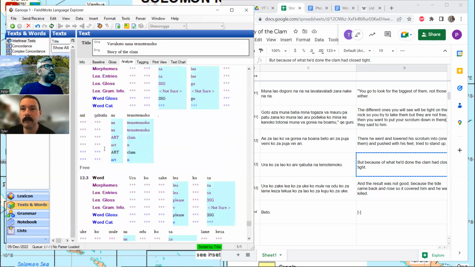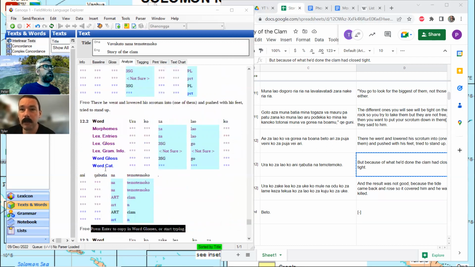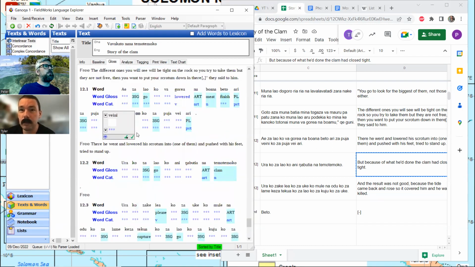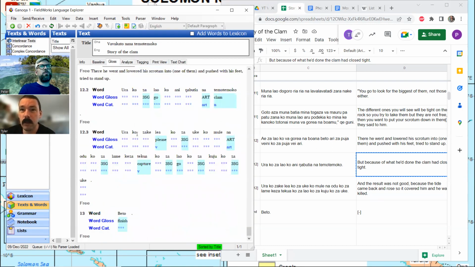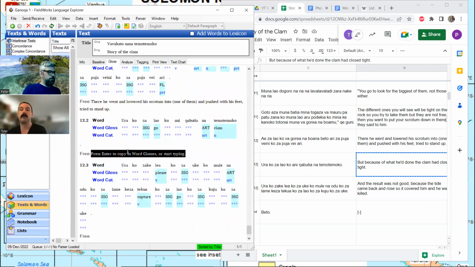Okay. I think we're closing in on our last sentence here. Wow. We're going to have to split it up, looks like. I think you split it up correctly. No, I mean in the Flex, though, because we have a line breaker. No. Oh, good. All right. We have two lines left. Okay, I was just looking in the wrong place. So there we go. But because of what he'd done, the clam had closed tight. There we get clam. Very good.